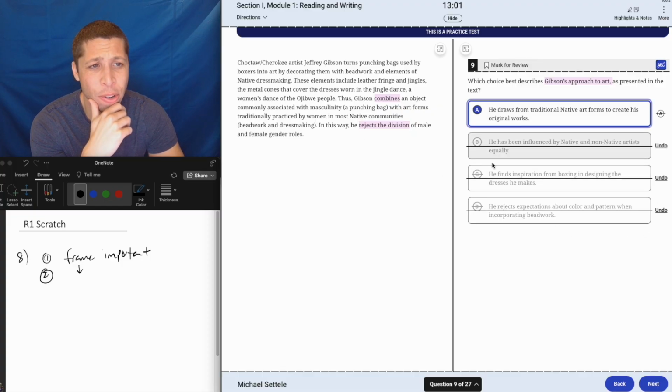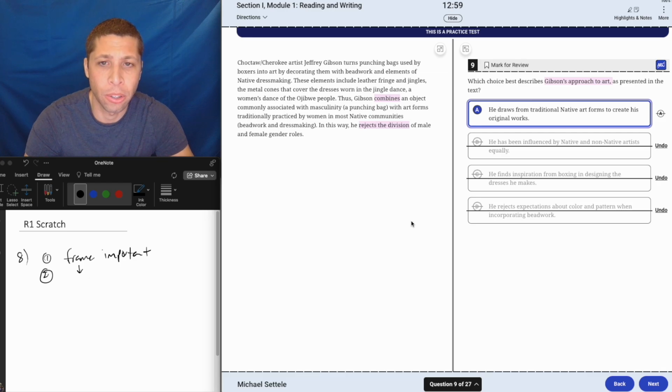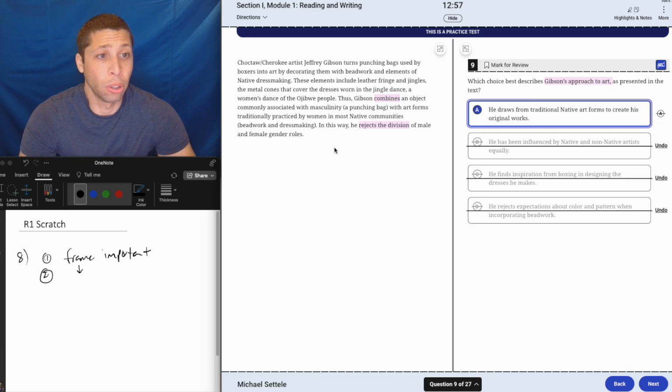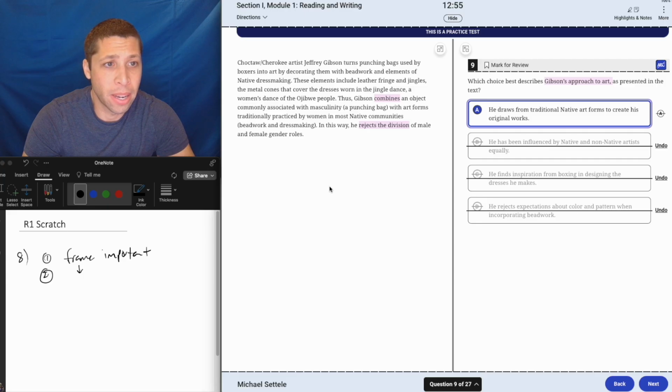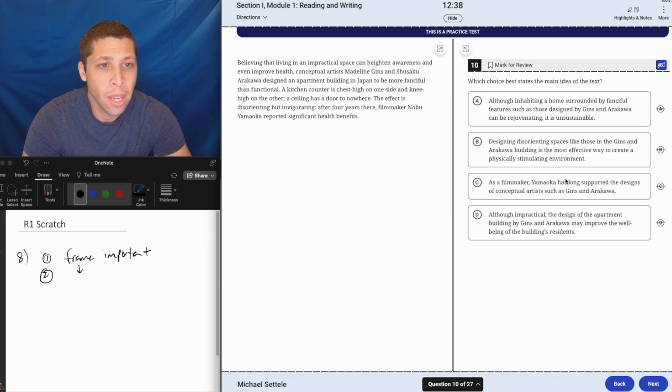So I guess it's A. He draws from traditional Native art forms to create his original works. Yeah, I mean, that's true. It's not what I would have said the main idea is, but certainly not this. Inspiration from, he's not designing dresses. Yeah. So this is why you don't bother making your own main idea sometimes. Yours is just not going to be what they say, but it doesn't mean that theirs is wrong or yours is wrong.